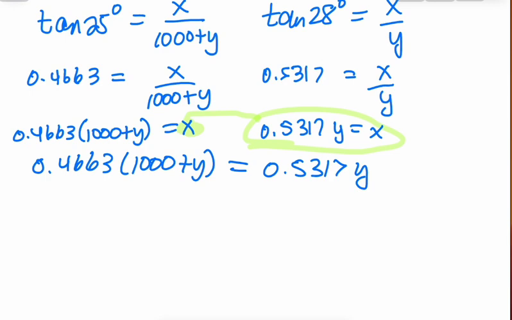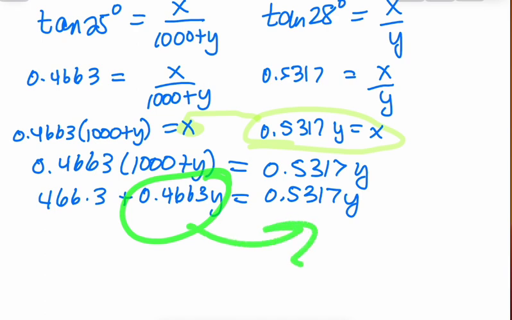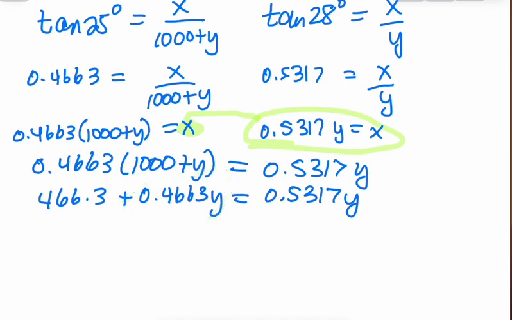So let's distribute. If we distribute on the left side, we get 466.3 plus 0.4663y equals 0.5317y. Now that's a pretty nice equation. This y right here just needs to subtract to the other side. So if we subtract 0.5317 minus 0.4663, we get the following: 466.3 equals 0.0654y.